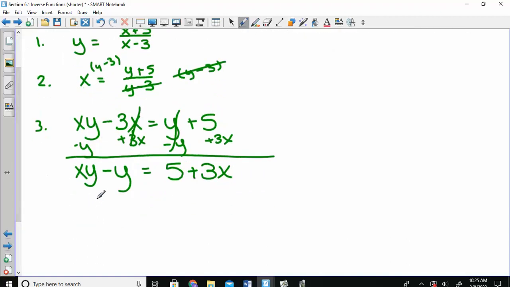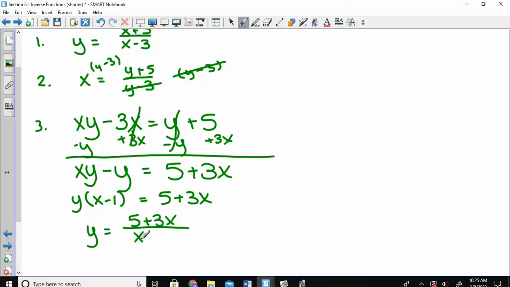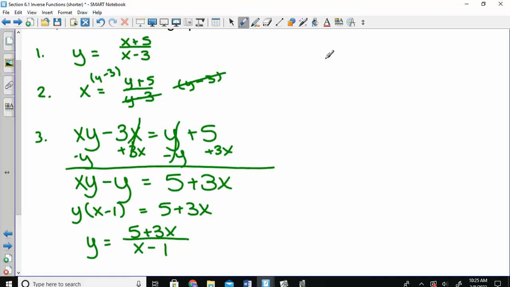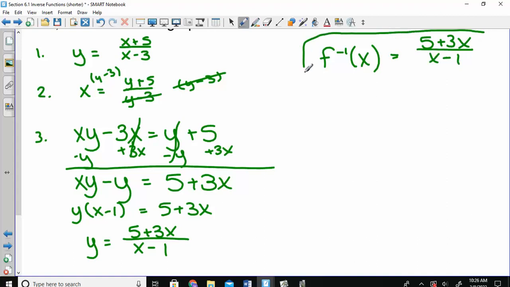Then what could we do? So then to get y by itself, we would divide. So our final step, instead of y, we write f inverse of x. It's 5 plus 3x over x minus 1.